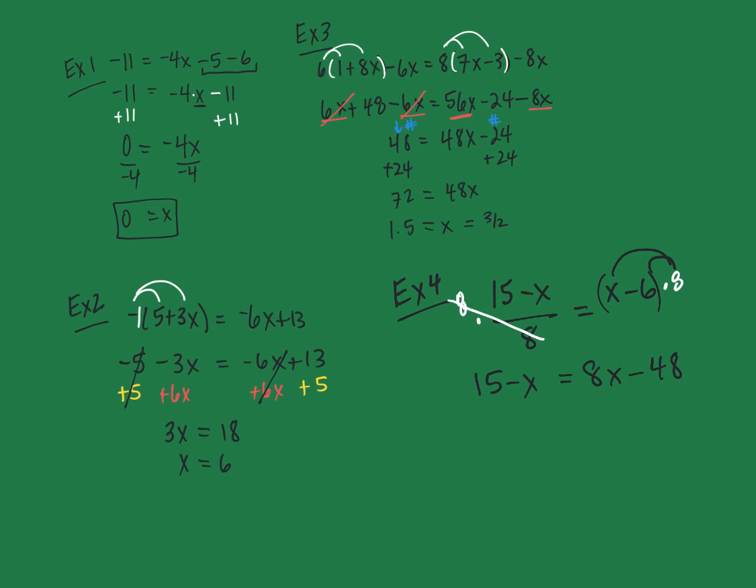Now, I like adding better than I like subtracting, so what I'm going to do here is get my like terms together. I'm going to add x to both sides, and then I'm going to add 48. What that's going to do is cancel out the x's here and the 48's here. So I'm going to end up with 15 plus 48, which is 63, and 9x, and so 7 is equal to x. So hopefully that gives you enough information that you can get started on solving some more complex problems.